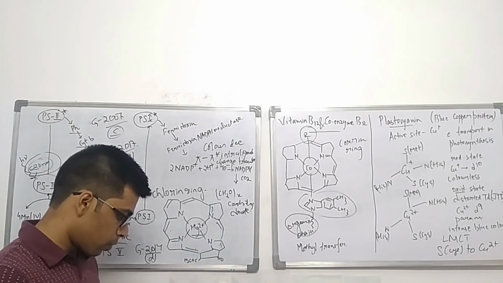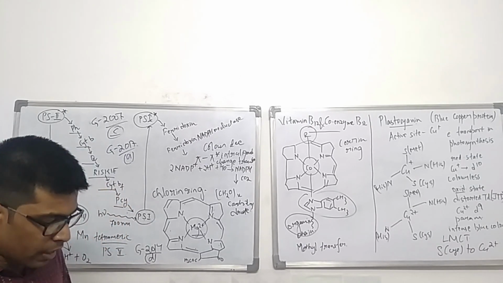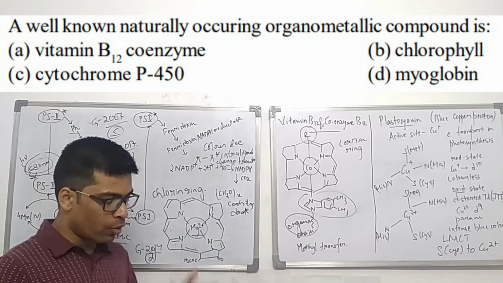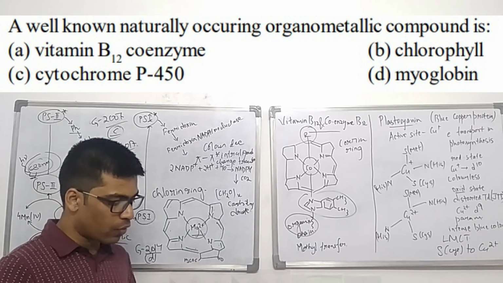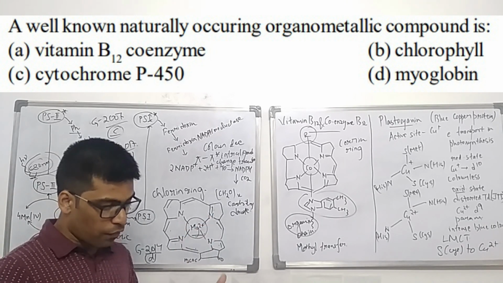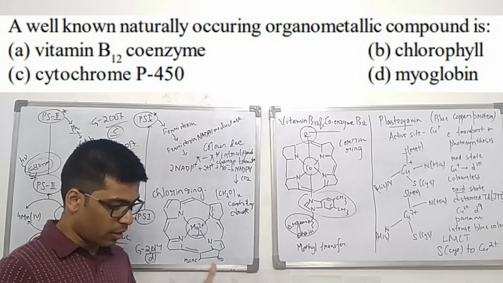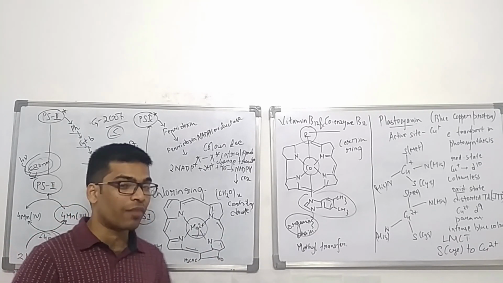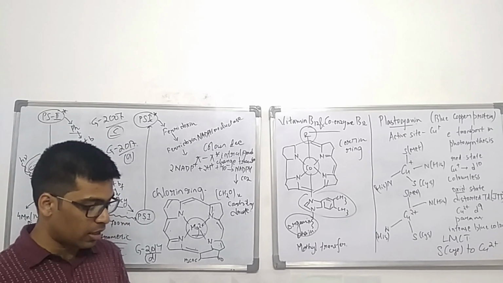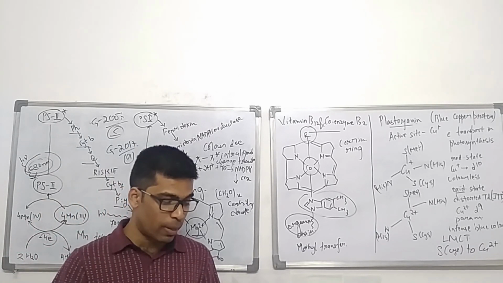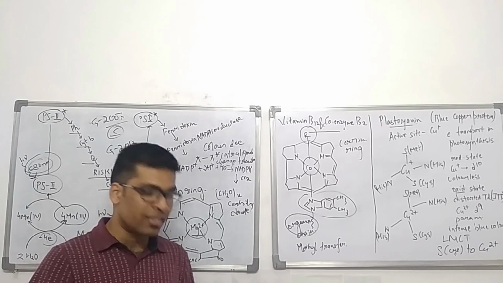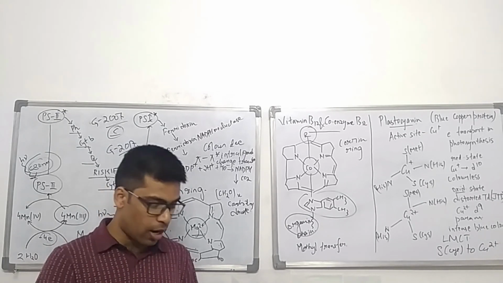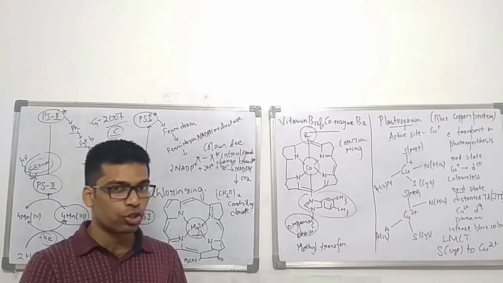Okay, so there is a question in GATE 2011. A well-known naturally occurring organometallic compound is, options are coenzyme B12, chlorophyll, myoglobin, or cytochrome P450. For some reason, the answer to this is vitamin B12. I don't have the exact explanation why it says the well-known naturally occurring organometallic compound. Maybe because it is not synthesized explicitly in the organisms, but I'm still not sure about the explanation to this answer. But the answer to this question is vitamin B12.